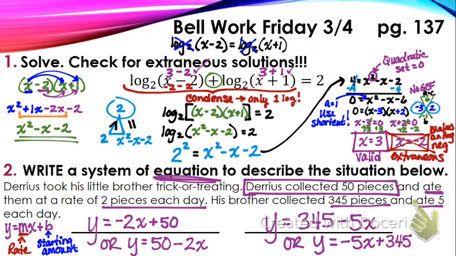Because on day 0, if I put a 0 in there for x, you get 345. That's how much candy he started with, right? On day 1, it'd be 345 minus 5, so he'd have 340 pieces of candy. We substitute in for days with x, and we find amount of candy as our output.